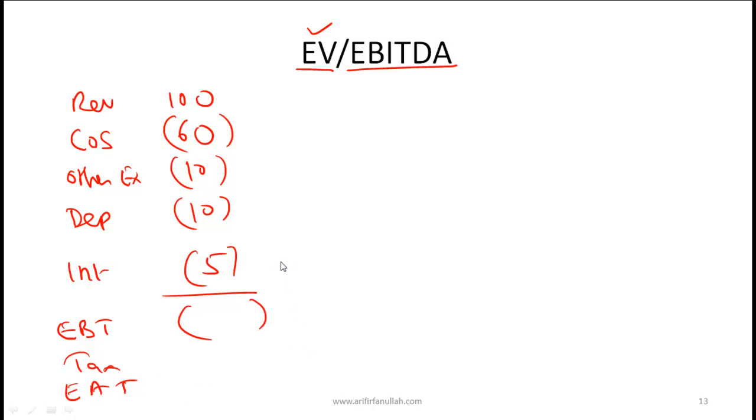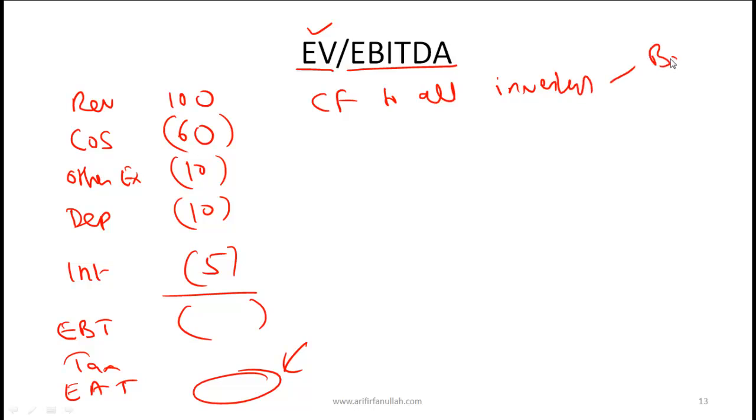The point here being that obviously the earnings after tax is the earnings available to shareholders. The other point is that we have subtracted any interest that is paid out, because this earnings is from the perspective of equity holders. But EBITDA represents cash flow to all investors, so all investors being both the bondholders as well as the shareholders. So that is why we want to take the earnings before the interest is paid out. So we are concerned with this.